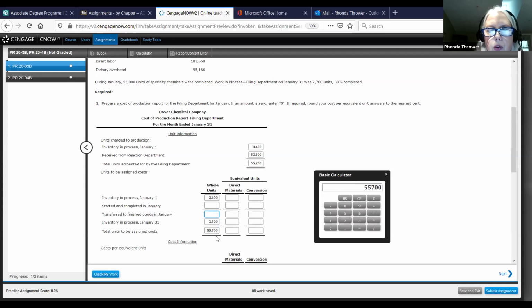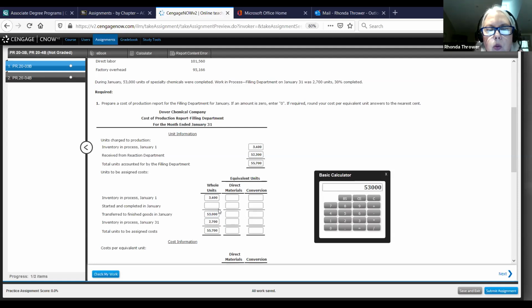So your 55,700, you're going to subtract 2,700 from that amount, and that will leave you with 53,000 that you transferred to finished goods. It also told you up here that 53,000 was transferred, but you can back into that just to be able to check your figures.